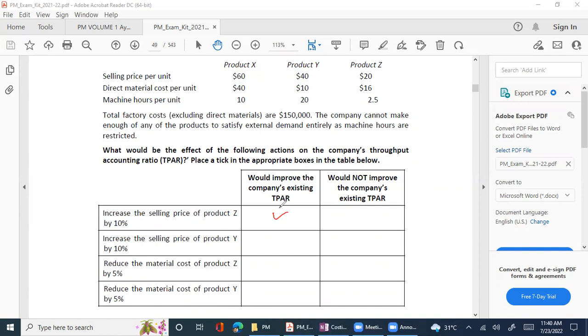Increase the selling price of Y by 10%. Before ticking, we can also solve the throughput accounting ratio. What will be the throughput accounting ratio of X, Y, and Z? Let me show you the calculation of this.